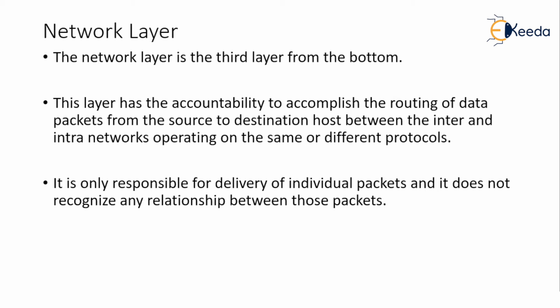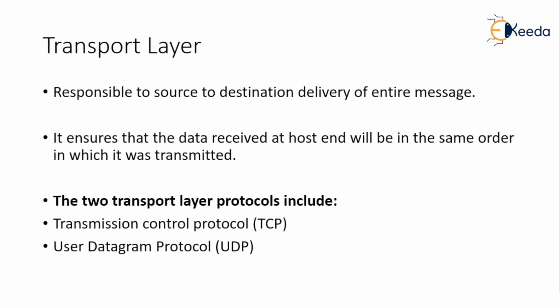Network layer. The network layer is the third layer from the bottom, and this layer has the accountability to accomplish the routing of data packets from source to destination host between the inter and intra networks operating on the same or different protocols. It is only responsible for delivery of individual packets, and it does not recognize any relationship between those packets. So basically the network layer is responsible for routing of the data from source to destination.